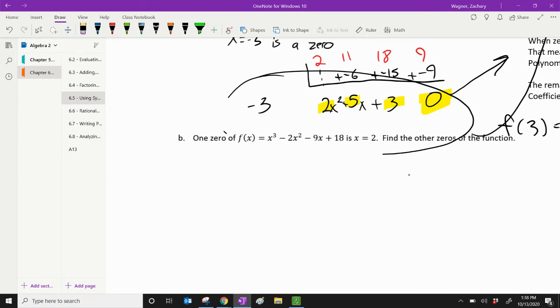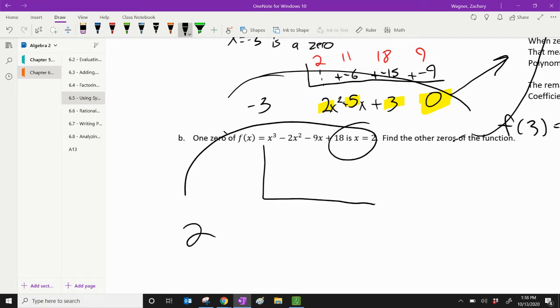Let's get back to it. Given a 0, x equals 2, find the other zeros of this function. So we're going to factor to solve. Right? If it tells you the 0, it's not a factor. X minus 2 is the factor, but the 0 is x equals 2. So we're basically just going to use that 2. Pull it out. There goes the 2 right there. We're evaluating x equals 2. My coefficients are 1, negative 2, negative 9, and 18 because I don't skip anything.